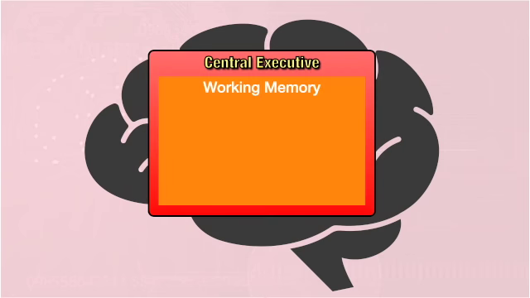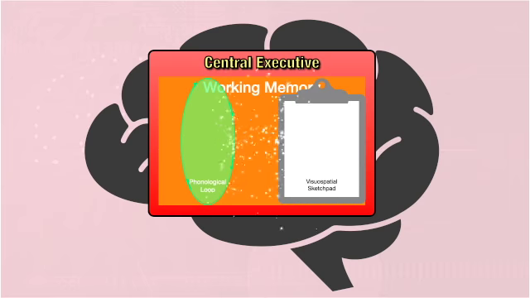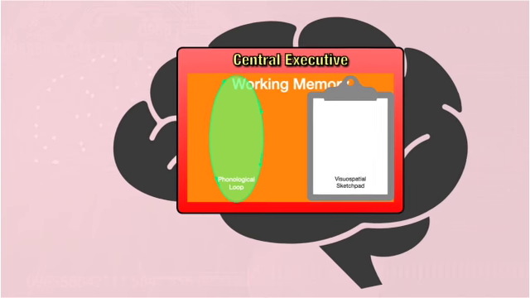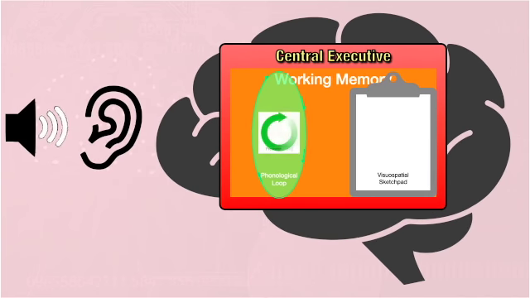There are two other important pieces of the working memory that are important to mention. These will be important to the strategies we mention later. They are the phonological loop and the visuospatial sketchpad. The phonological loop is a mechanism in your working memory that allows you to process audio information.